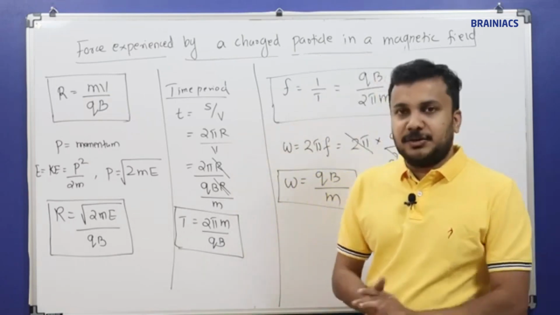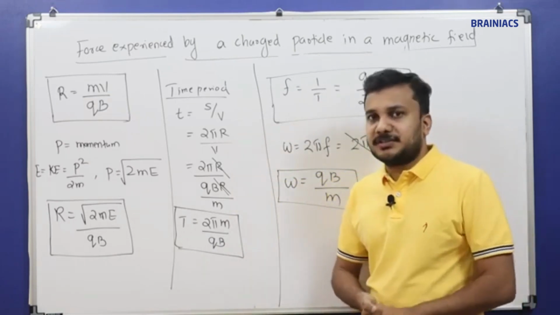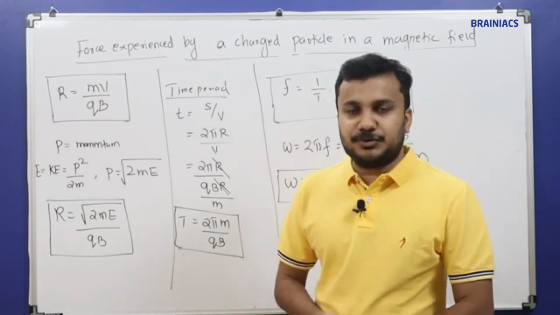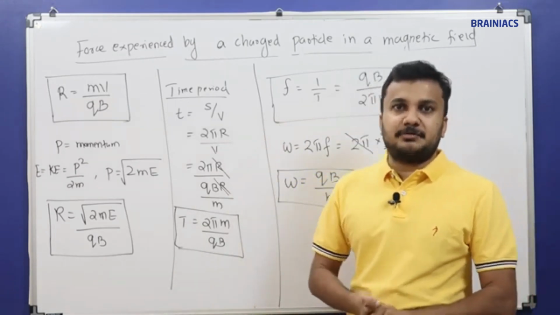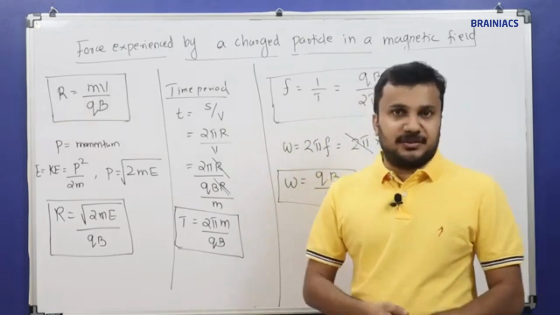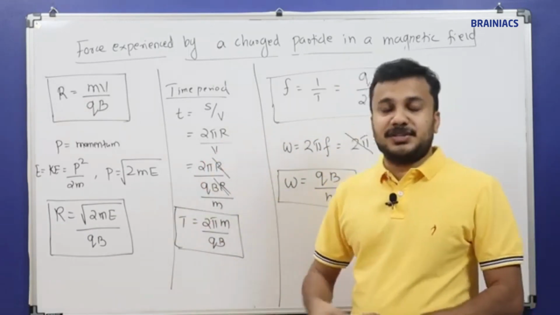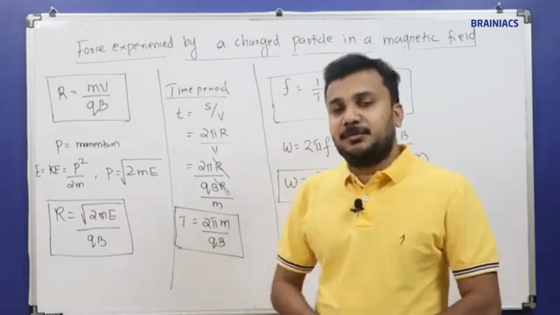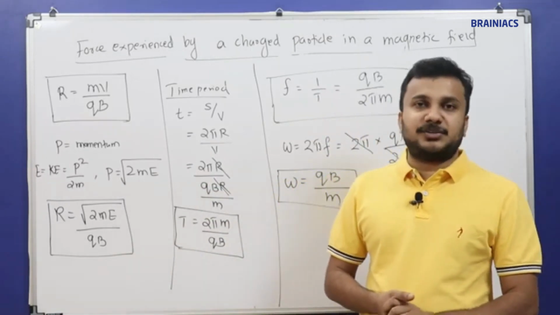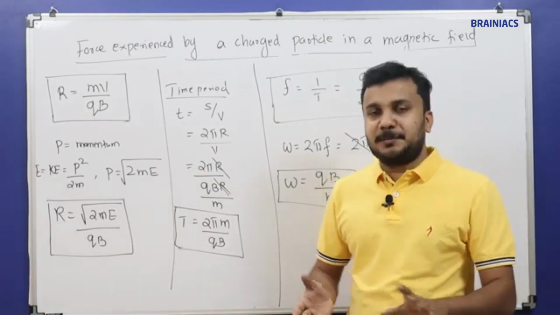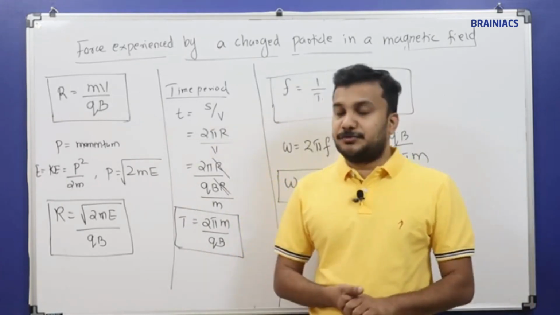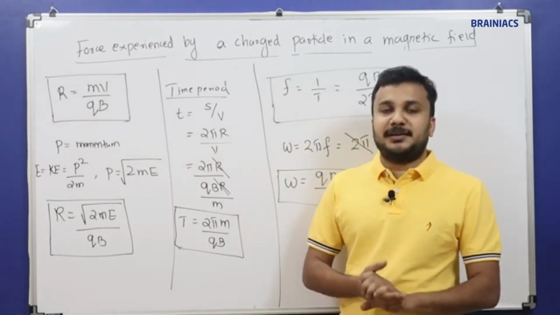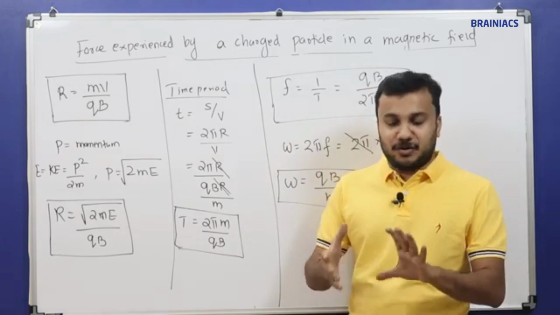So in short, in today's session we have learned about 3 topics: solenoid, toroid, and force experienced by a charged particle in a magnetic field. A lot of equations are there. You have to remember these equations, because we have to use these formulas directly while solving numericals. I hope you understood today's session of the 3 topics. So learn it in a perfect and conceptual way.